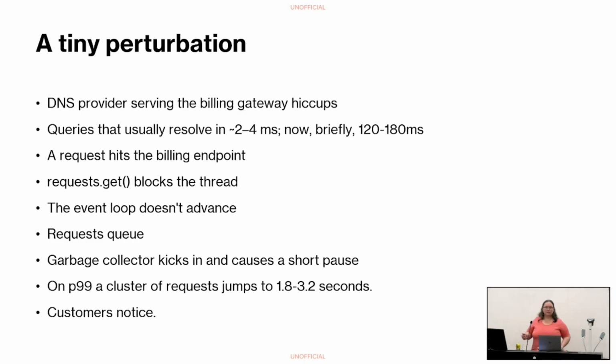And then a request hits one of those synchronous endpoints. The handler performs requests.get, which blocks the thread until the TCP handshake and DNS resolution complete. While that thread is blocked, the event loop isn't advancing, even though they're async. A few concurrent requests begin to queue. The garbage collector happens to kick in. Its short pause lands during the same window. You don't see much on the median, but on the P99, a cluster of requests jumps to 1.8 to 3.2 seconds, and customers notice.